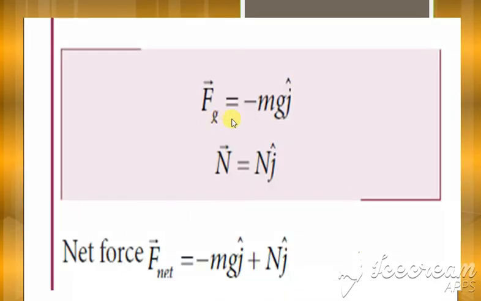Fg is equal to what? Minus mg. N is equal to, because this is moving in the upward direction. So when you add this, you get F is equal to minus mg j cap plus n into j cap. Same way here also we can bring j outside, or we can write as it is.